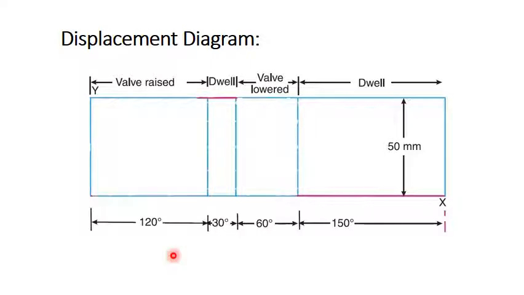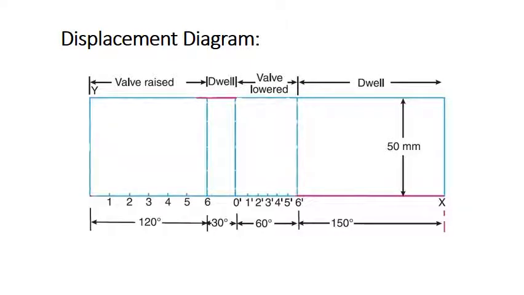First, in this problem, we will draw the displacement diagram. I have drawn the x and y axis. Again along x axis, I have drawn the angle of rotation of cam. First 120 degrees is the valve rising. Then next 30 degrees is dwell. Again next 60 degrees is return stroke and again dwell for remaining 150 degrees.